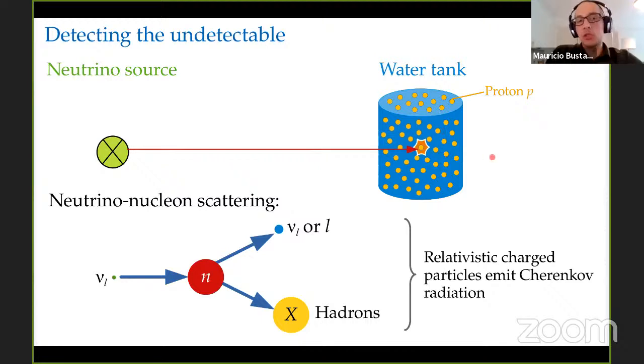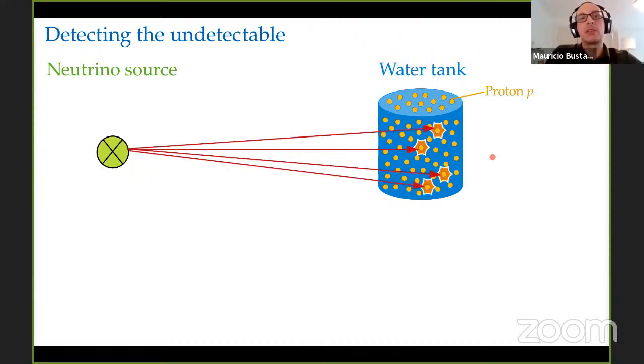So how to detect a very low neutrino flux like the one we would expect coming from very far away astrophysical sources? Well, you need to think first about how to detect many of these collisions because you want to maximize the number of detections to claim the discovery with a certain significance.